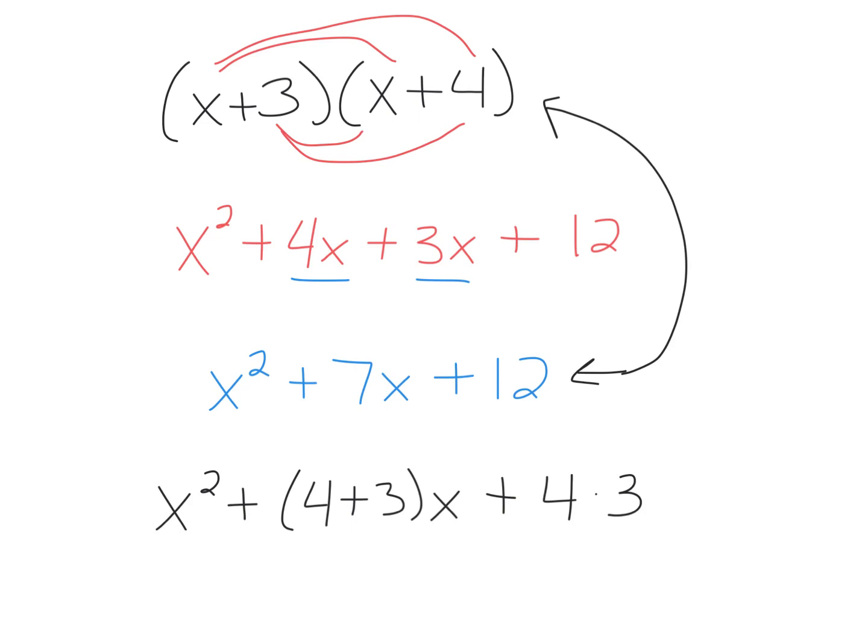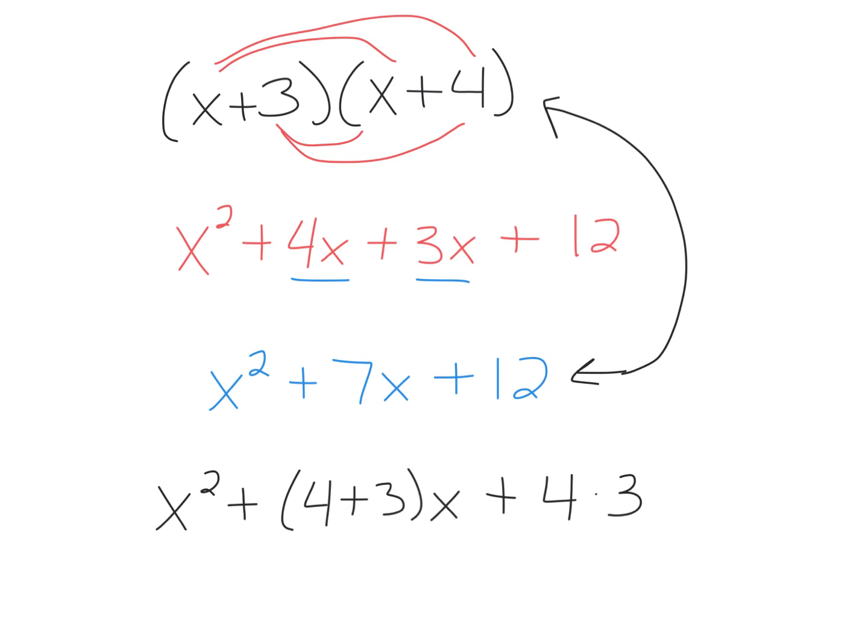Okay, so in our bell ringer, we talked about two numbers that add up to a number and multiply to give us another number. Okay, so in our trinomial form, they add up to the middle number and they multiply to give us our constant number. Okay, so that's how we got x plus 3 and x plus 4.